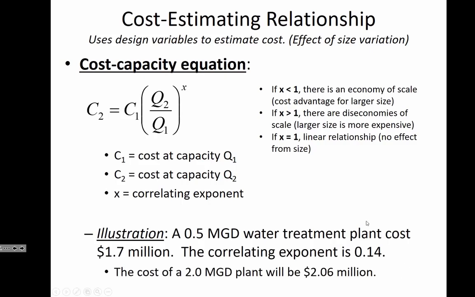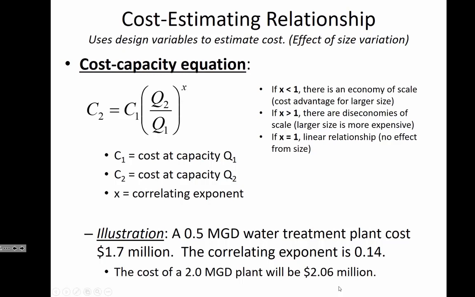So just as an illustration here, I'd like you to put the numbers into the equation and see if you get the answer that it's said here. So we're given that a certain water treatment plant costs $1.7 million. So let's say that C1 is $1.7 million, and the size of that treatment plant is 0.5 MGD. So Q1 is 0.5 million gallons per day. That would be the size of the treatment plant.